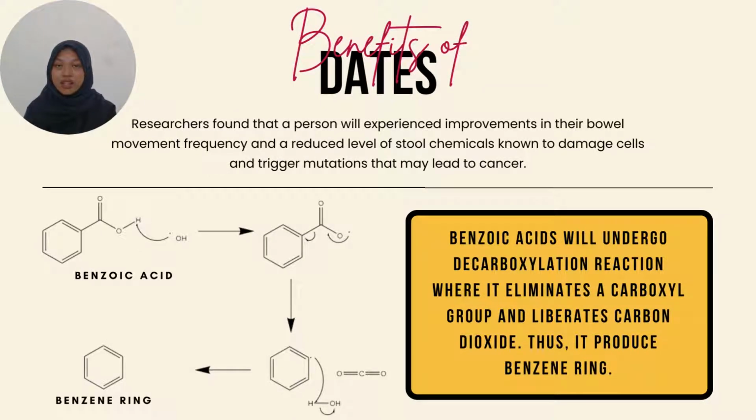As we know, dates have a lot of benefits, and the researchers found that a person will experience improvement in their bowel movement frequency and a reduced level of stool chemicals known to damage cells and trigger mutations that may lead to cancer. Next, we'll talk about the chemical reactions that can occur with benzoic acid. Benzoic acid will undergo decarboxylation reaction where it eliminates a carboxyl group and liberates carbon dioxide, CO2. Thus, it produces benzene ring.